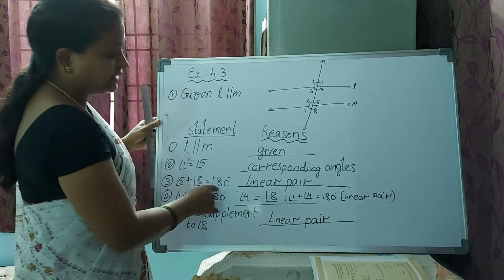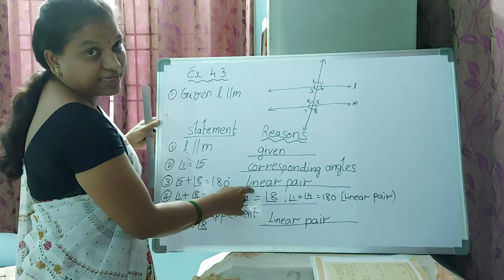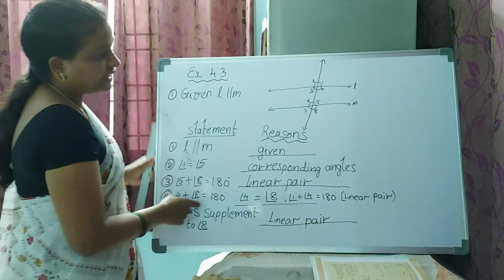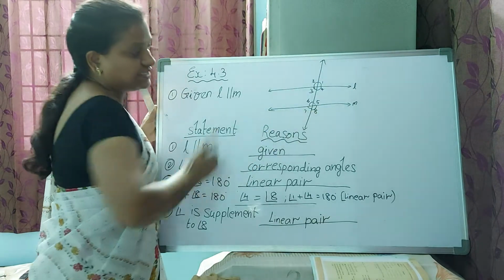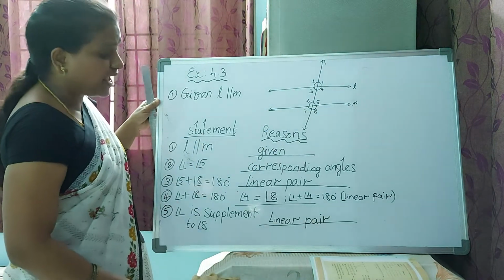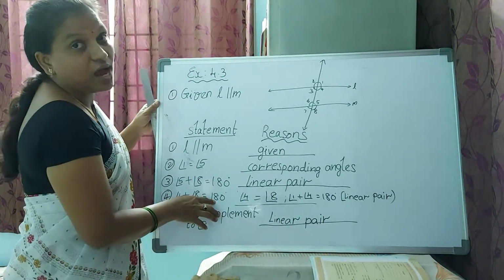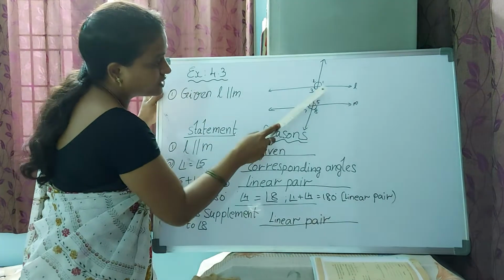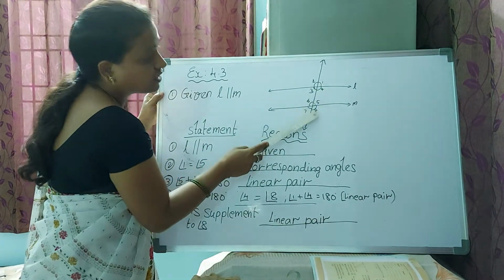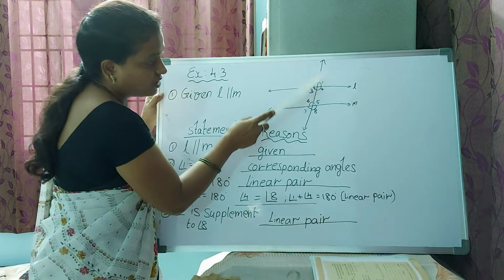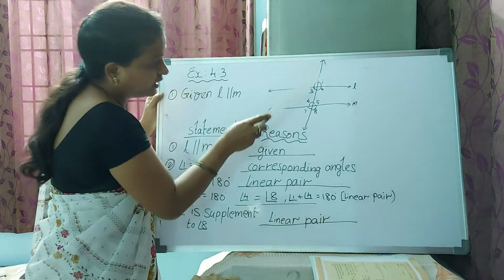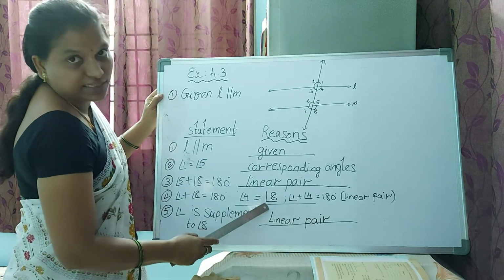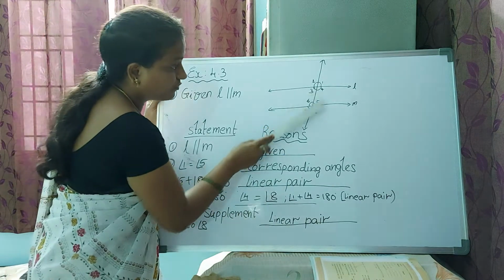Angle 5 plus angle 8 is equal to 180 degrees, because they are adjacent angles and the sum of the adjacent angles is 180 degrees. Next, angle 1 plus angle 8. Angle 1 is here, angle 8 is here. Can you say that the two angles sum to 180? Yes, we can. How? Because angle 4 is equal to angle 8, as these two are corresponding angles. That's why instead of 4 we can write 8.